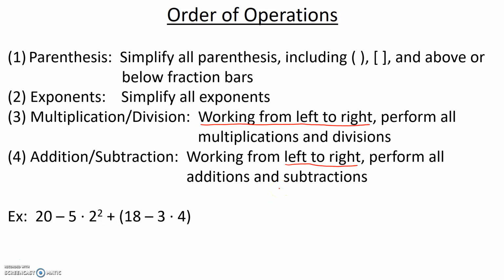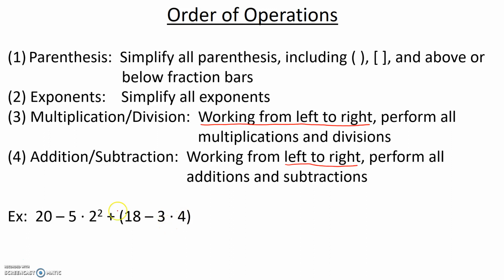Here's an example. We've got 20 minus 5 times 2 squared plus parentheses 18 minus 3 times 4. Let's work through the order of operations. The first step is to simplify all parentheses. Now in the parentheses, we have 18 minus 3 times 4. So even in the parentheses, we must follow the order of operations.